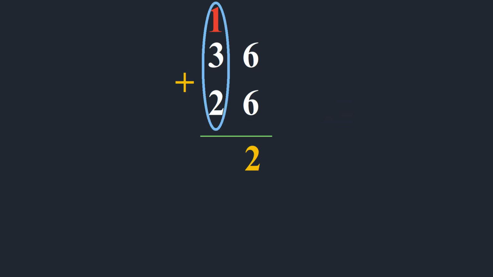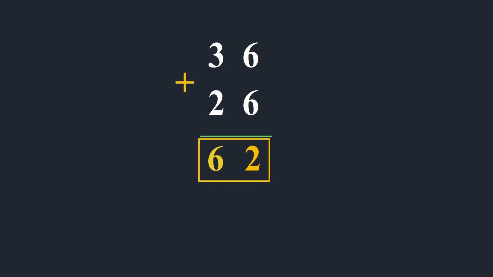Now we add the numbers in the tens place. 1 plus 3 equals 4. We need to add 2 more, which gives us 6, right? 6 in the tens place. So 36 plus 26 equals 62. And this is our final answer to this problem.